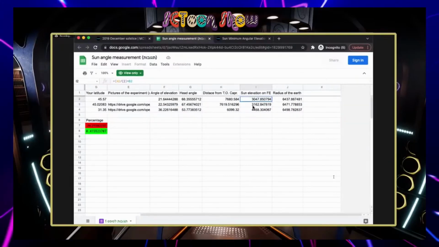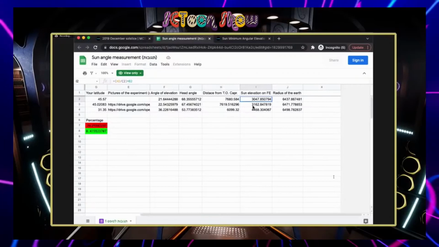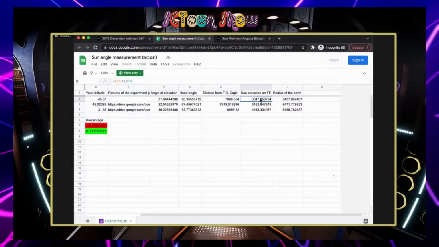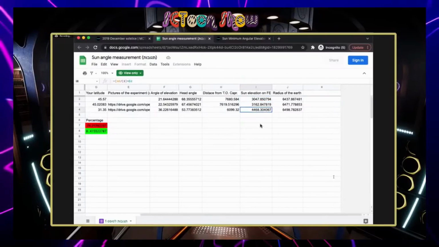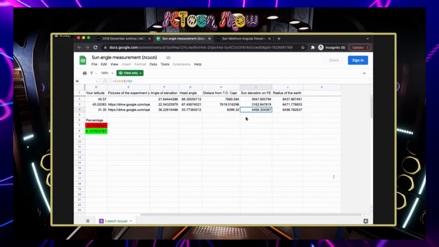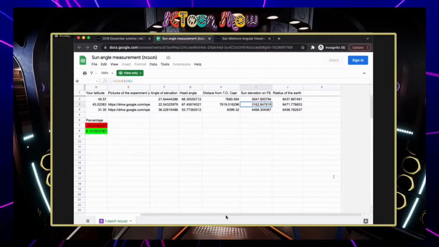Sorry, this is very important. This is not assuming that the Earth is a sphere. This is assuming that the Earth is flat. 3,047 they got. And somebody else got 4,468. Strange, they all get different answers, but let's just go with mine, 3,100.